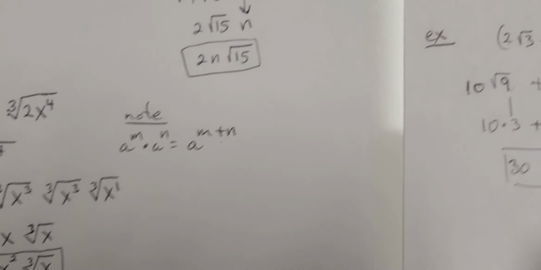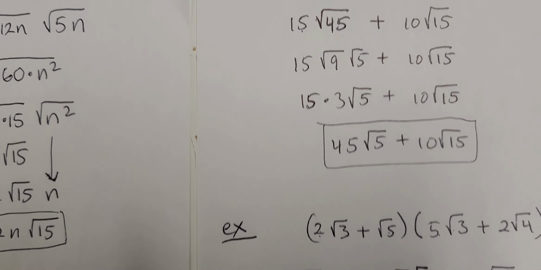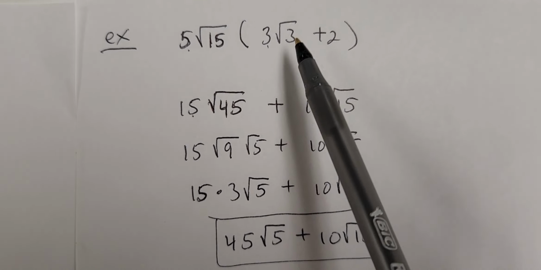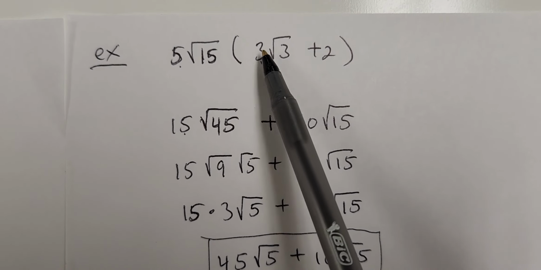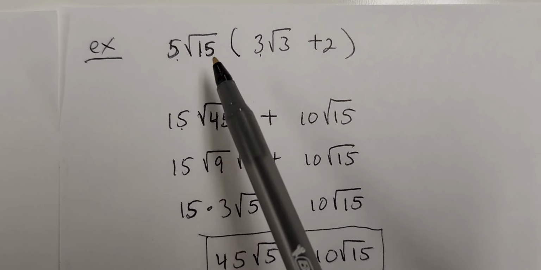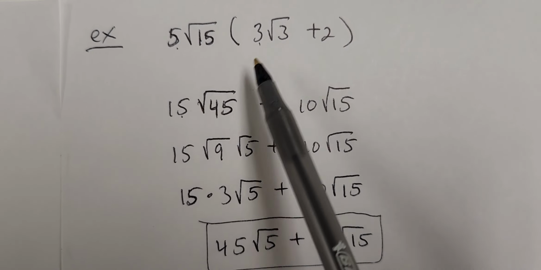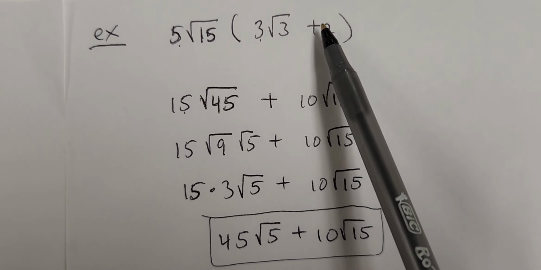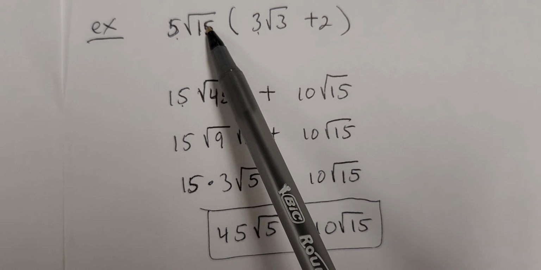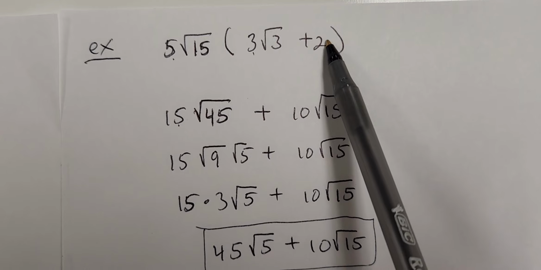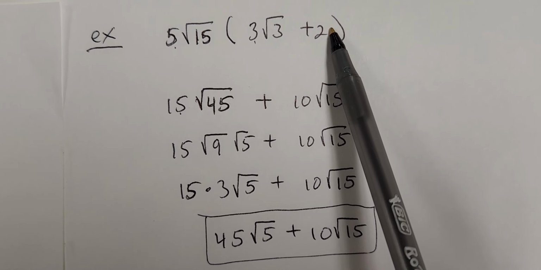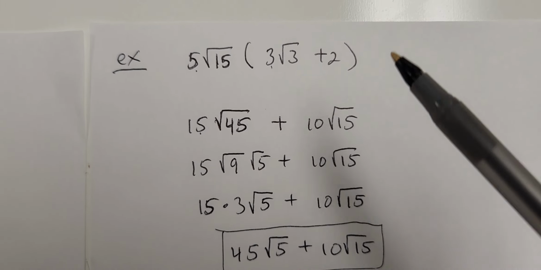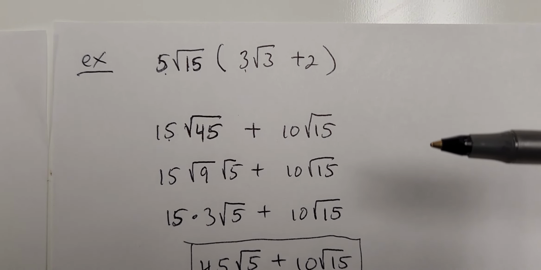Okay, next example, same thing, more multiplying. So all we have to do is just distribute. So 5 times 3 gives me 15. 15 times 3 gives me 45. Bring down the plus. 5 times 2 gives me 10. And then square root 15, there's nothing to multiply here except an invisible 1, so it stays as square root 15.